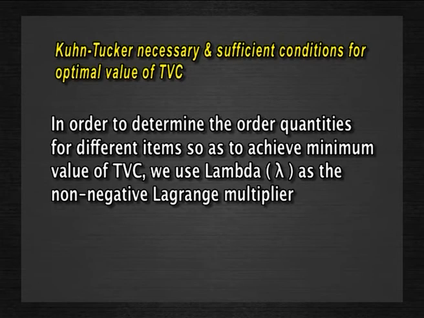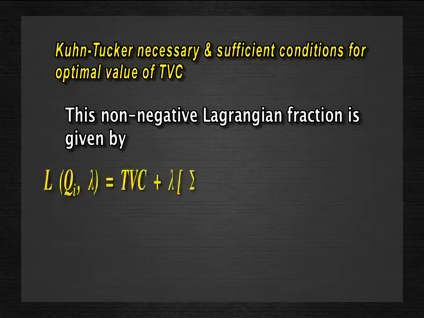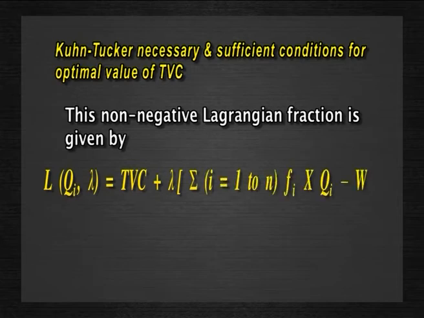In order to determine the order quantities for different items so as to achieve minimum value of TVC, we use lambda as the non-negative Lagrange multiplier. This non-negative Lagrangian function is given by L of Qi, lambda equal to TVC plus lambda into summation of i equal to 1 to n into Fi into Qi minus W.